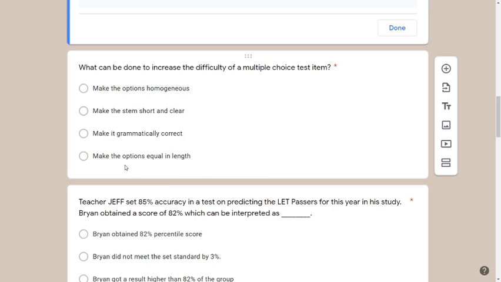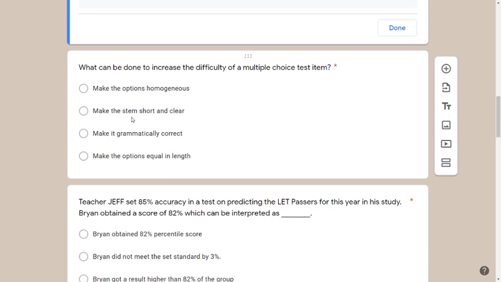Okay, so this could be a little bit problematic for multiple choice test items, because it will sometimes be difficult for you to really make it the same. But it's not difficult for the students, it's difficult for you creating the question, right? So this is going to be an X for me. Make it grammatically correct. Well, if you make your questions grammatically correct, it will be easier for the students to understand the question. So that's not going to make it more difficult.